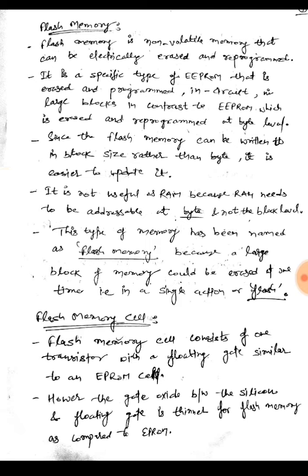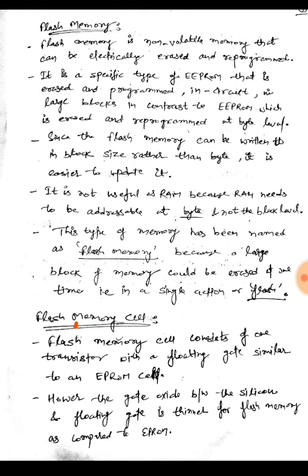So first is flash memory, which is a non-volatile memory. It is a specific type of double EEPROM, that is electrically erasable programmable read-only memory that can be erased and at the same time can be programmed again. The basic difference between EEPROM and flash memory is that in the double EEPROM we erased or programmed data at byte level. That is, we can only erase a byte or program a byte one at a time.